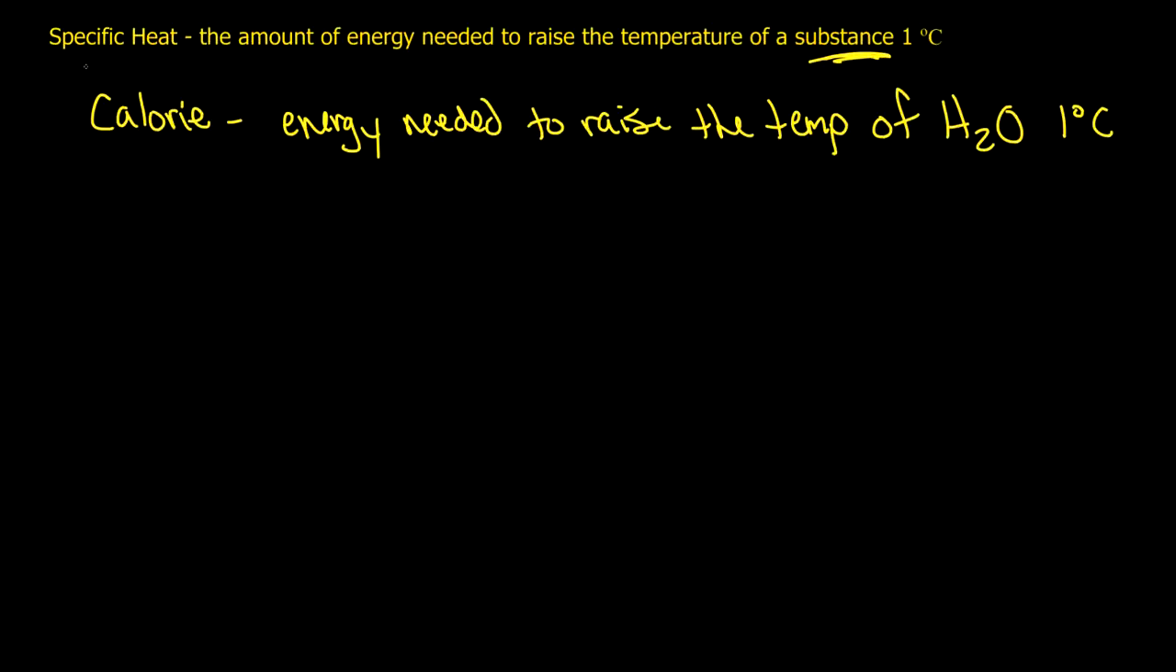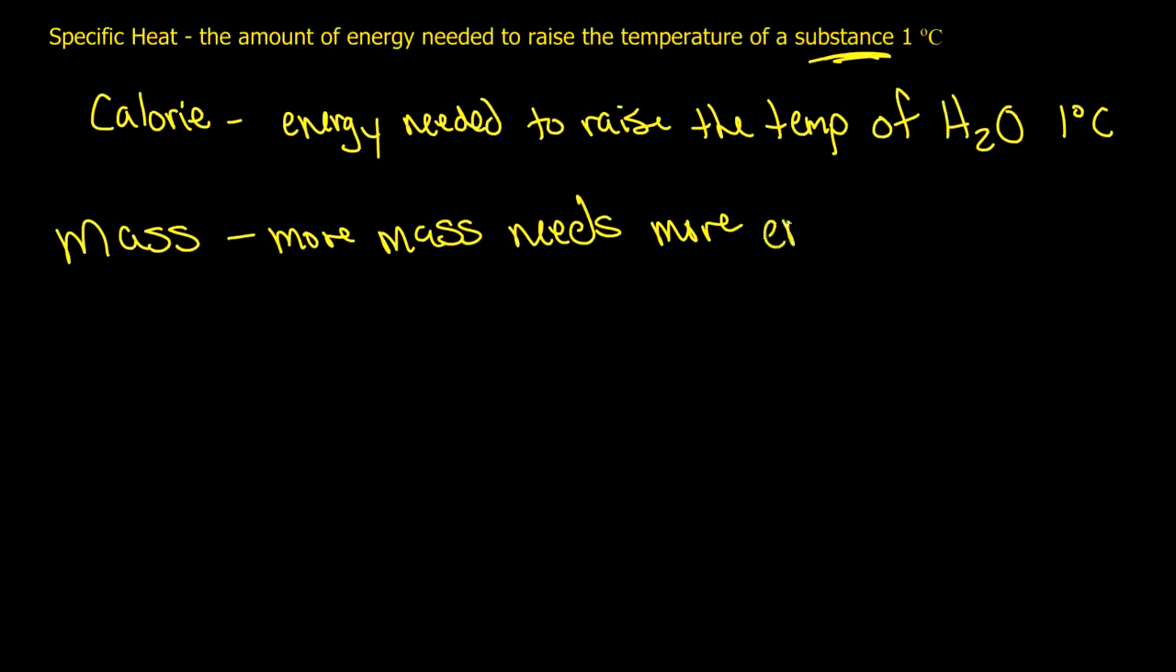Now, looking at the definition of specific heat, how much energy a substance needs in order to raise its temperature depends on a few variables. First, it depends on the mass. How much mass is there of this substance? If there's a lot of the substance, it's going to take a lot more energy in comparison to if there was very little of it. So the more mass there is, the more energy that's needed. And vice versa. If there's a small amount of mass, there's going to be less energy needed.